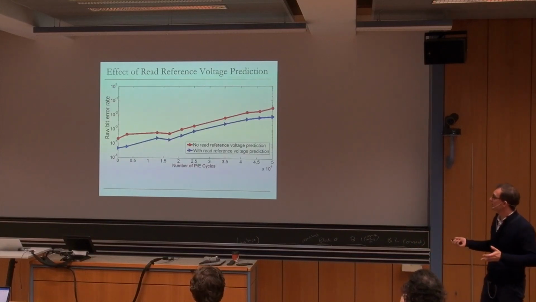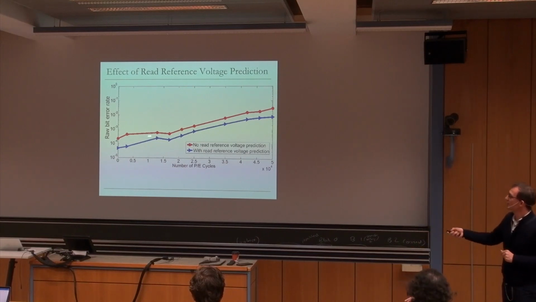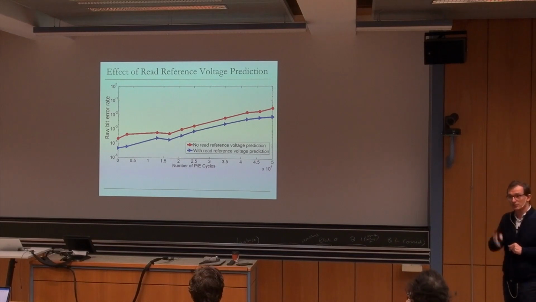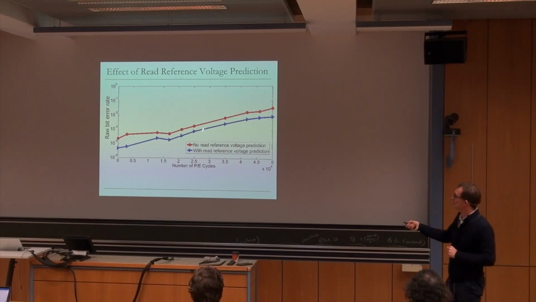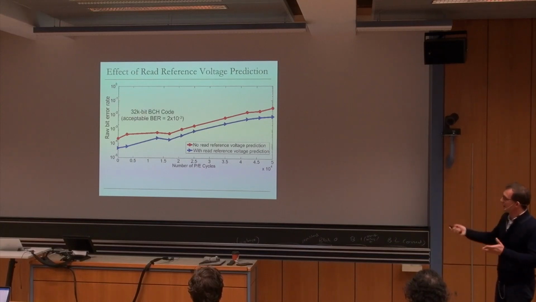And this is the effect that you get, basically. This is the number of programming erase cycles, and this is the raw bit error rate. If you don't do any read reference voltage prediction, your raw bit error rate is high. If you do read reference voltage prediction, your raw bit error rate after you adjust your read reference voltage is much lower. And that's consistent across basically all of the programming erase cycles. And let's do the study.